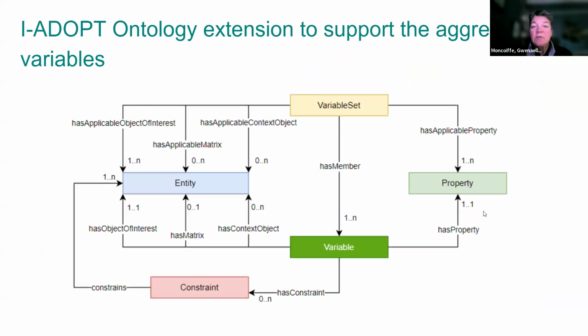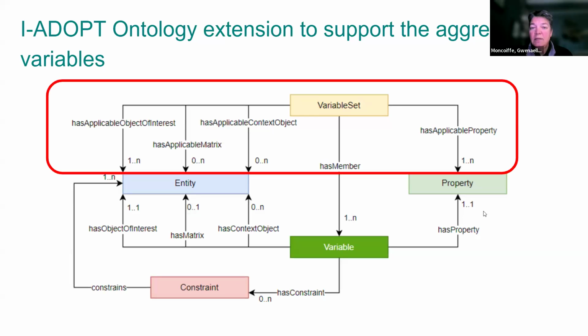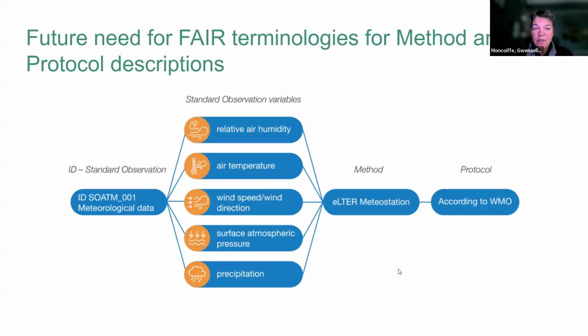So we decided to come up with an extension to that ontology, and we created the variable set. That variable set introduced a new class, variable set, as well as 4 new properties, which mirror the I ADOPT properties, but with "as applicable" in front of them. That allows us to have one, many, or none of those applicable properties associated with a variable set, and a variable set can have members which are I ADOPT variables.